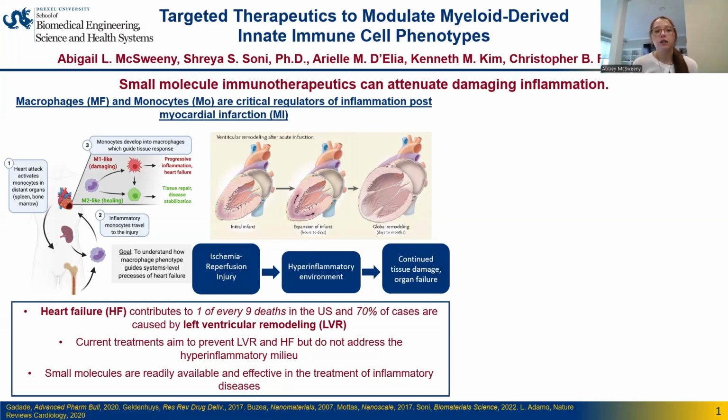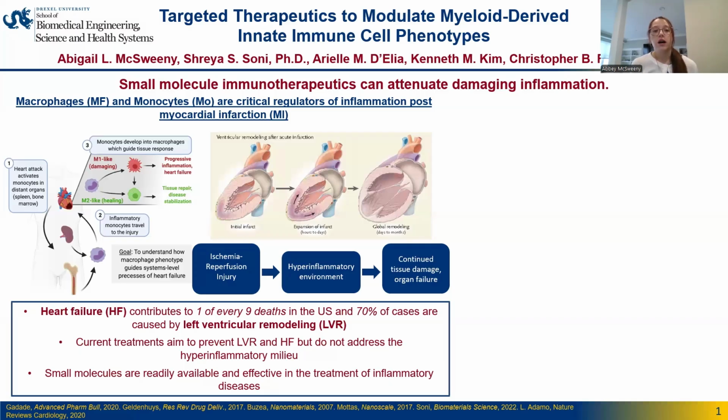The idea that's guiding this work is we know that macrophages and monocytes are critical regulators of inflammation post-myocardial infarction. So initially, someone has a heart attack, which triggers activation of monocytes in distant organs. These inflammatory monocytes travel to the site of injury and develop into macrophages, which guide the tissue response by either acting in a pro-inflammatory M1-like phenotype or a pro-reparatory M2-like phenotype.